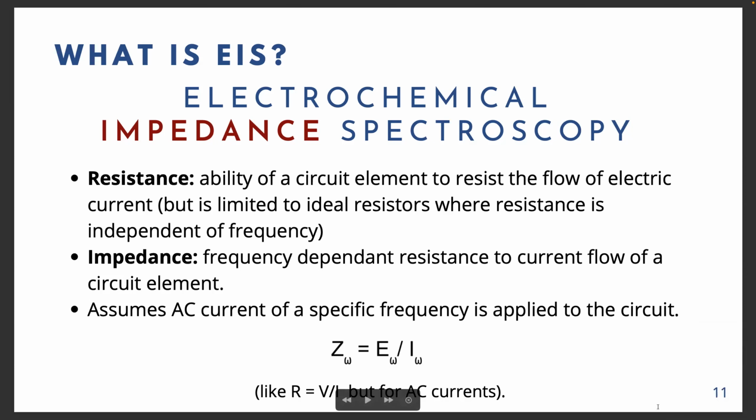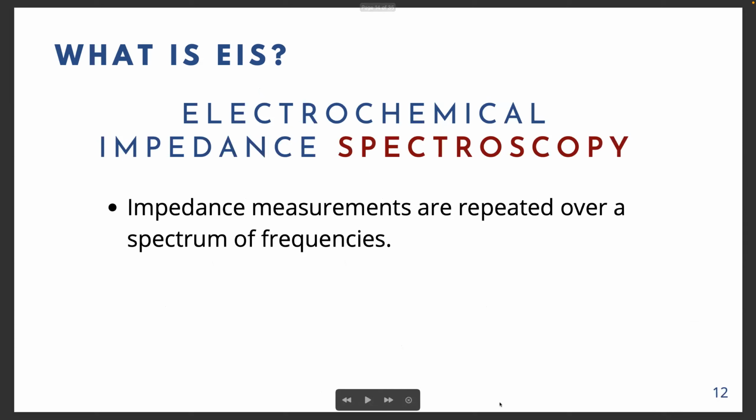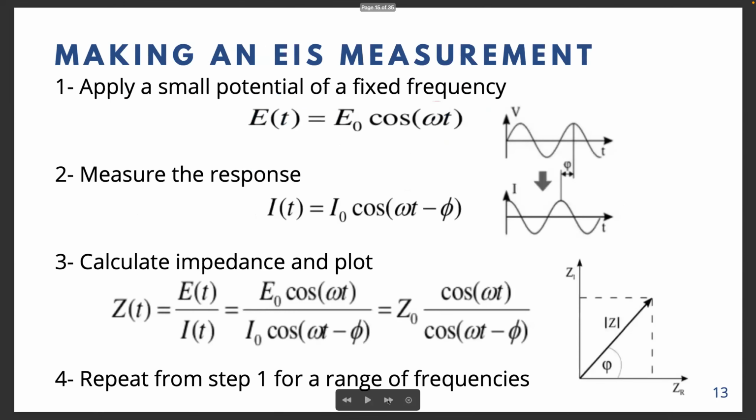And then moving on to the final word, spectroscopy. It's spectroscopy because the impedance measurements are repeated over a wide range of frequencies, and that's what gives us ultimately an EIS test. So to understand this a bit better, let's imagine we're making an EIS measurement. What you would first do is apply a small potential of a fixed frequency. You could also apply a small current in practice, but let's just assume it's potential to make this easier. And because this is AC, it has a sinusoidal form, as indicated by the first equation. The potential as a function of time follows a cosine function shape. And then you measure the response.